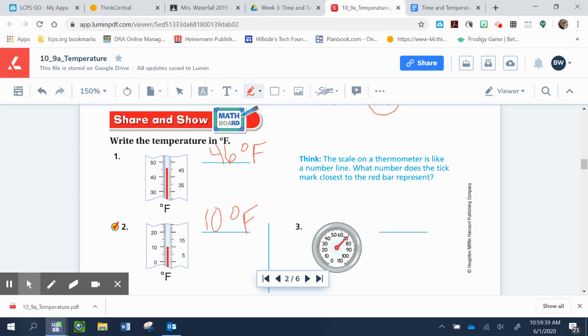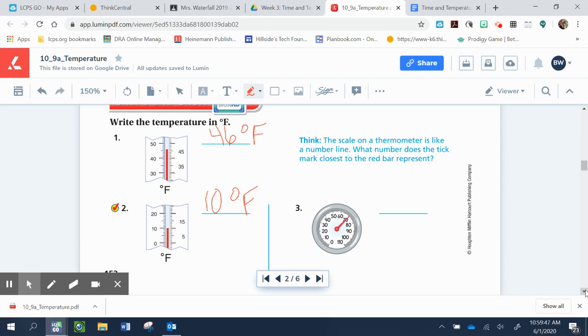I have to make my degree sign a little bigger. Look at this thermometer. This is something that we haven't seen before. This is a thermometer that you might use in a refrigerator to keep the temperature, okay? So if we look, it's very close to 70 and it's one past. So I'm going to say that this is 71 degrees Fahrenheit. Okay? So this is just another example of a thermometer.